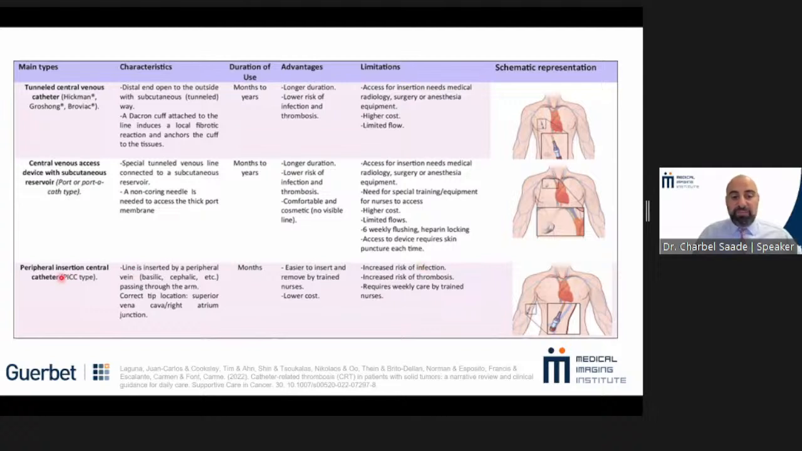And of course, you have your PICC lines. It can last in your body for months. It's easy to insert and remove, and it's lower cost. And again, this has been taken from a paper that was published in 2022.